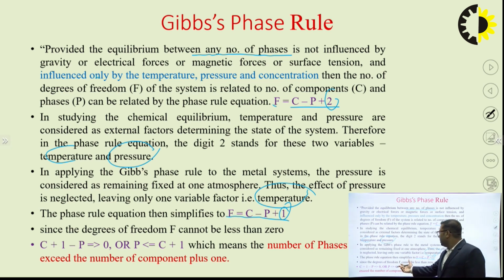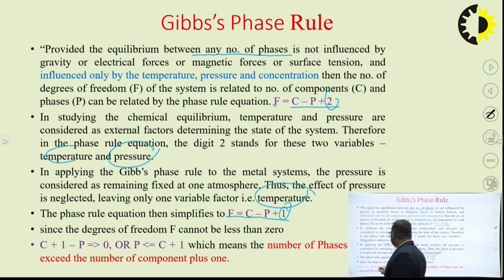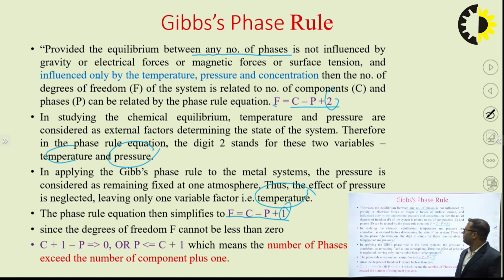Since the degree of freedom cannot be less than 0, C plus 1 minus P should be greater than or equal to 0, then P should be less than or equal to C plus 1, which means that the number of phases cannot exceed the number of components plus 1.